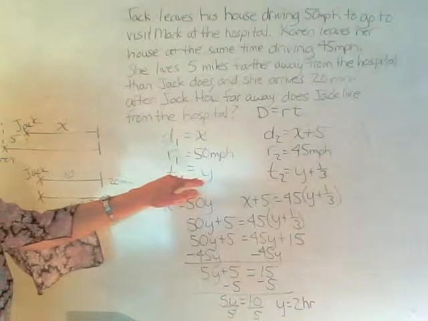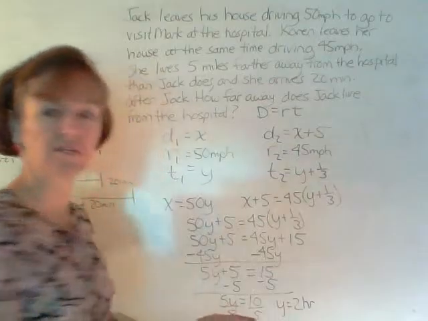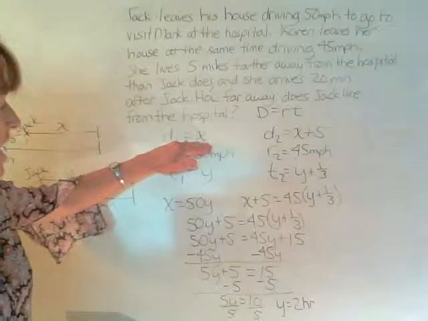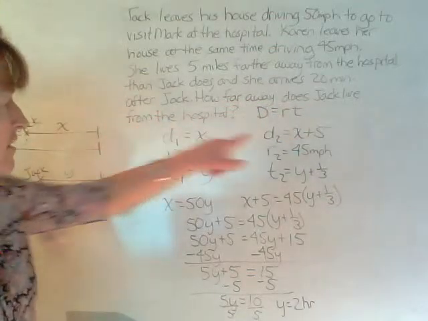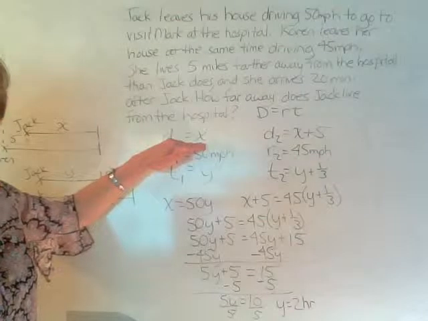It just so happens that the question is how far away does Jack live? So they didn't ask about time this time. Instead, they asked about distance. How far away? That's the distance. And it's how far away does Jack live, not Karen. So Jack's distance is x. That means I have to find x.